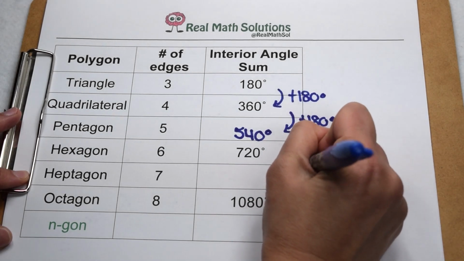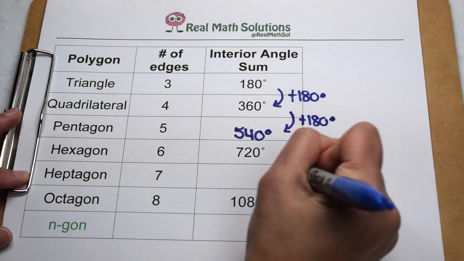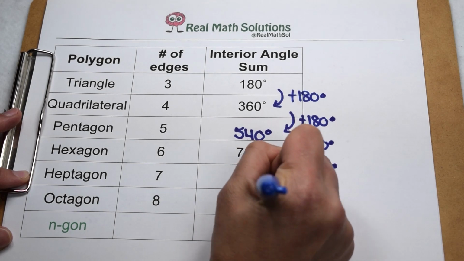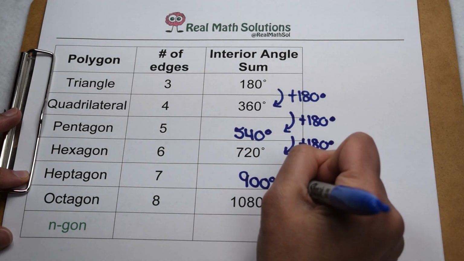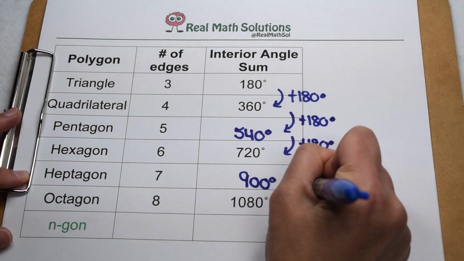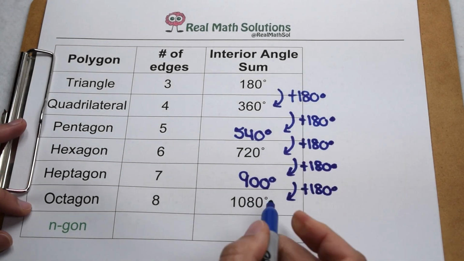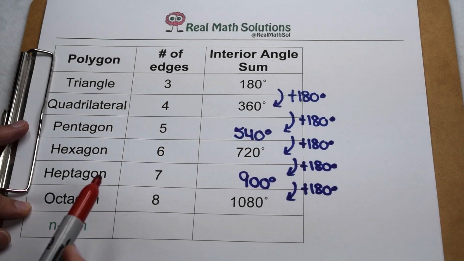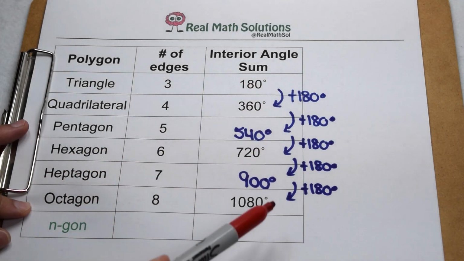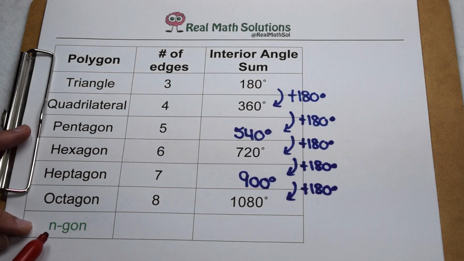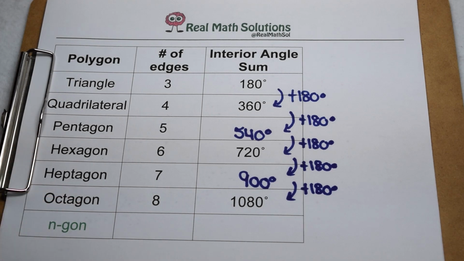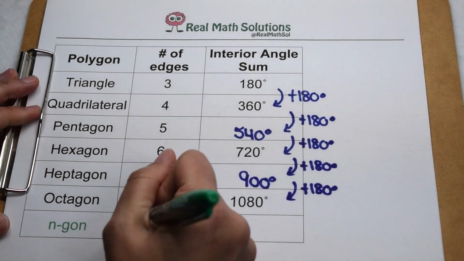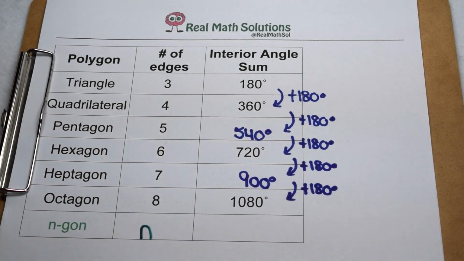So continue that on for heptagons, add another 180. So heptagons would have an interior angle sum of 900 degrees. And continuing on that, adding another 180 brings us to the 1080 we found for octagons. Well, we're not going to be able to continue that forever. So how could we use this data to help us find an equation for an n-gon, meaning an equation for a polygon that has any number of sides, or n sides?